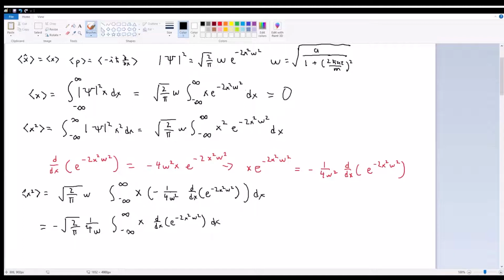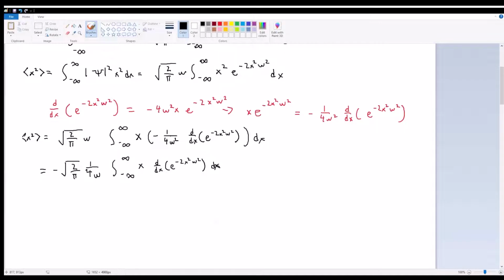Okay, now we can use u sub. So what do we have? We have u is equal to x, so du is equal to dx. dv is equal to d by dx of e to the negative 2x squared omega squared dx, and so v is going to equal e to the negative 2x squared omega squared. And what we have when we use u sub is that the expectation value of x squared is going to equal negative square root of 2 over pi times 1 over 4 omega.